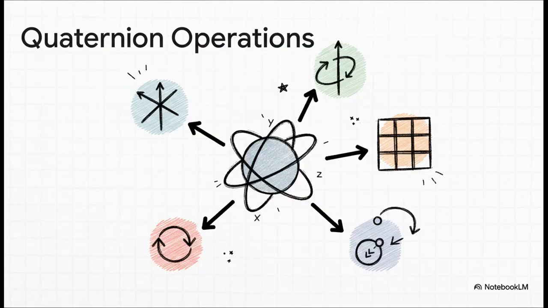And SymPy makes using them surprisingly straightforward. You can create a quaternion just by giving it a rotation axis and an angle. You can easily convert it back into a standard rotation matrix if you need to. You can even use it to directly rotate a point in space. It's all there. This is some seriously powerful stuff made easy.